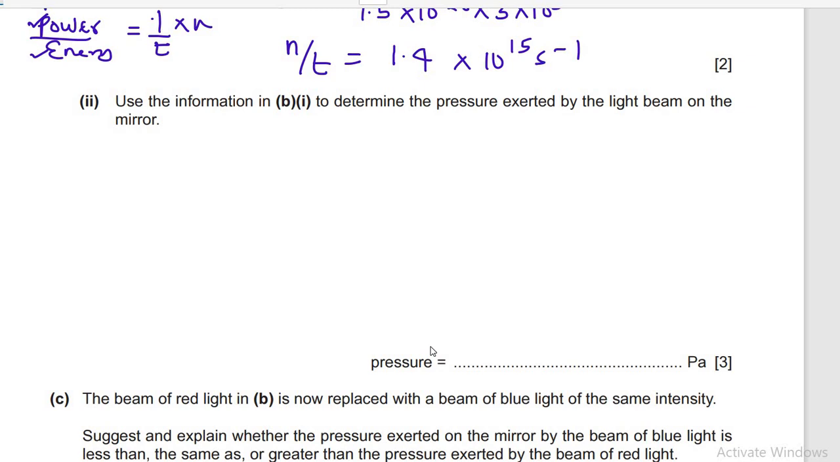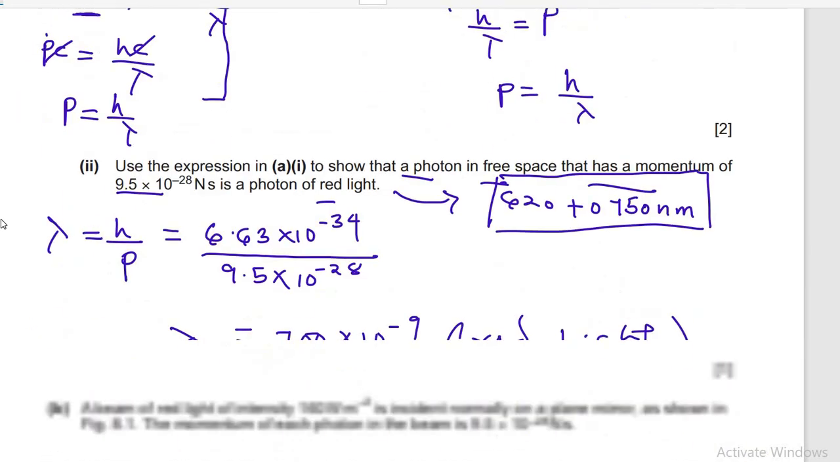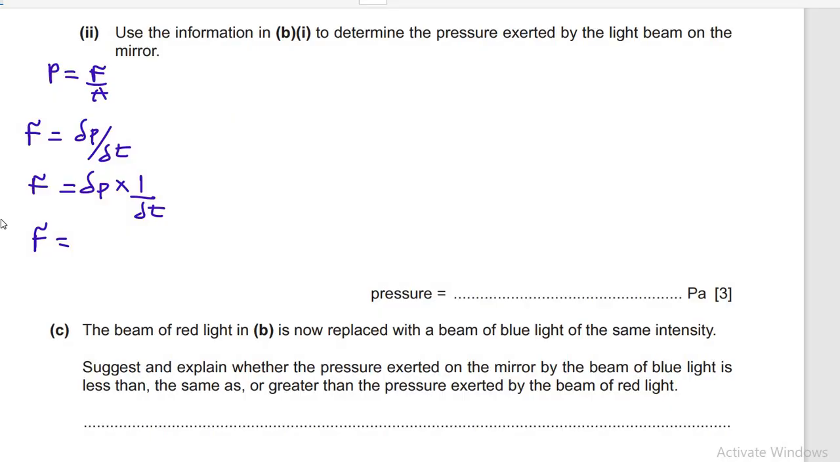Use the information in B1 to determine the pressure exerted by the beam. Remember that on the beam, the pressure is force over area. What is force? Rate of change of momentum. So it's reflected back. The rate of change of momentum is change in momentum over change in time. So what's the change in momentum? I put 2p. Easy. So change in momentum is 2p.